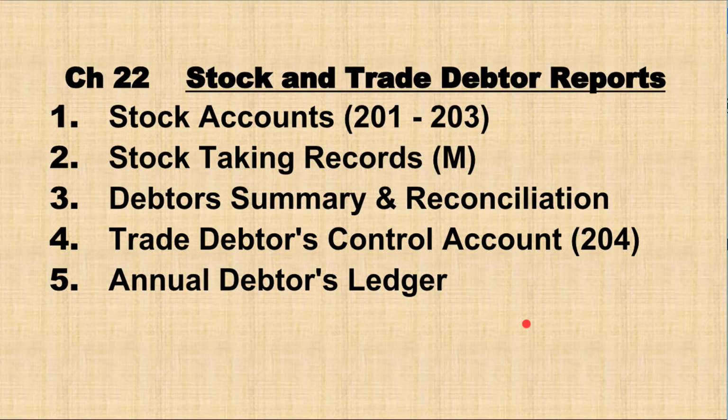Chapter 22, stock and trade data reports. We start with stock accounts. Next is stock taking records. Next, the data summary and reconciliation. Next is the trade debtors control account. And finally, the annual debtors ledger.